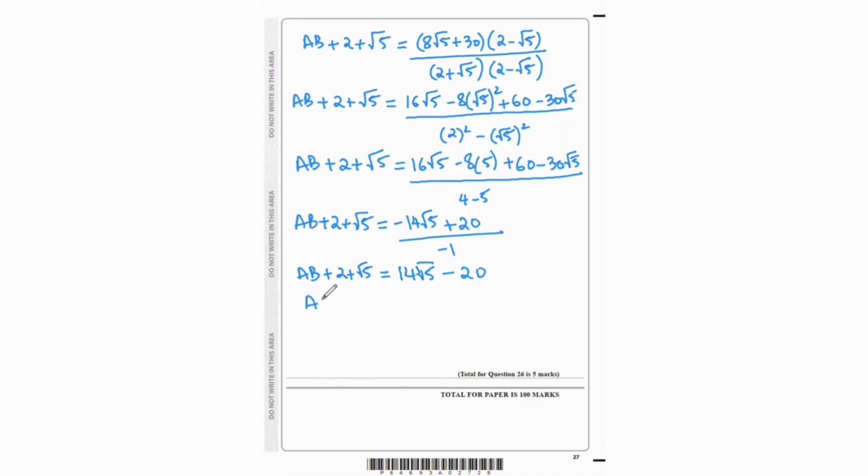Now we bring 2 plus root 5 to the other side. So it's 14 root 5 minus root 5, minus 20 minus 2. That's going to be 13 root 5 minus 22. And that's what your value of AB is going to be.